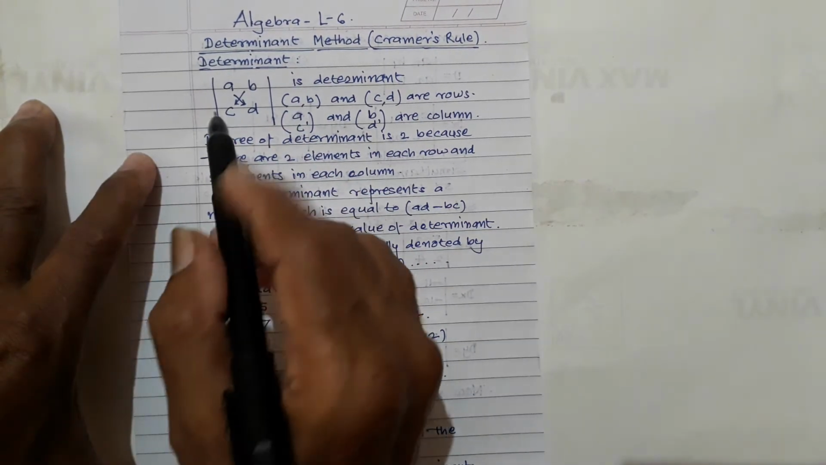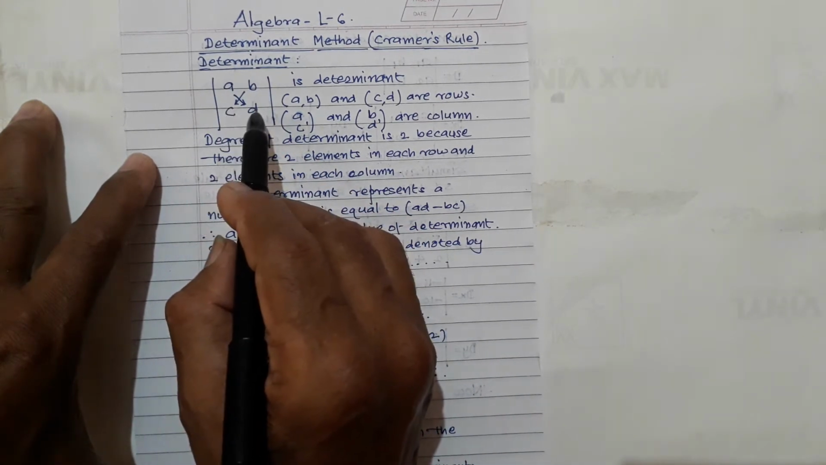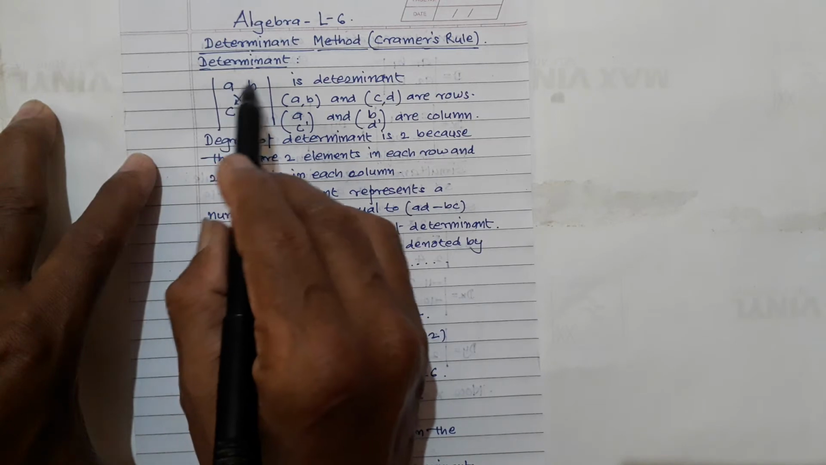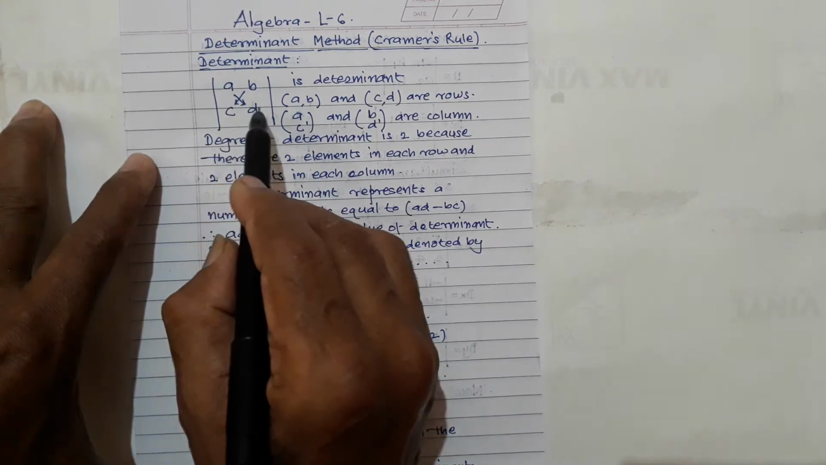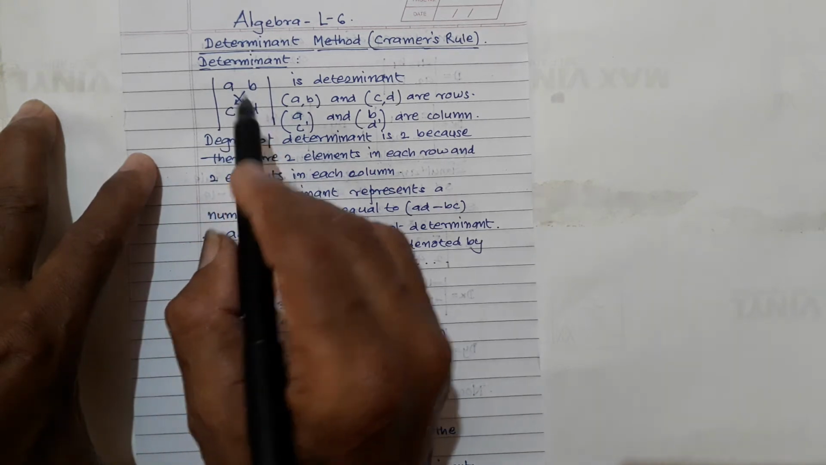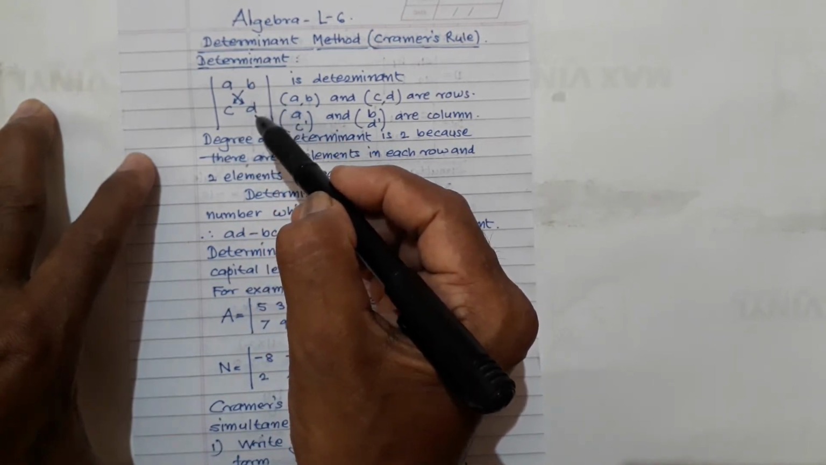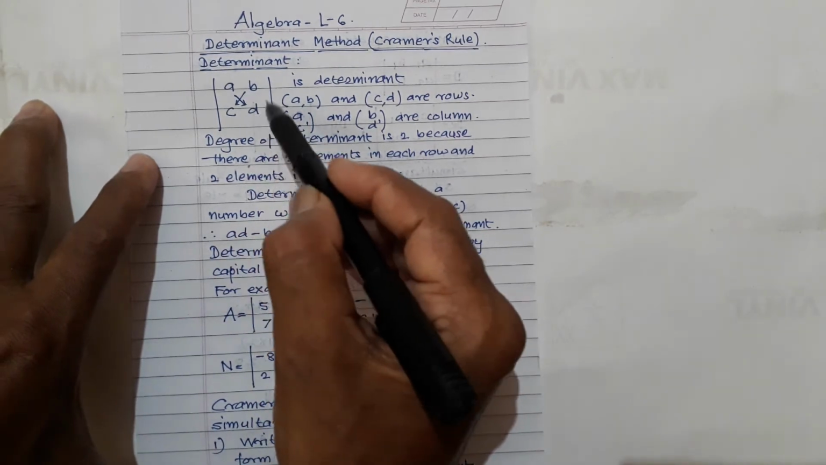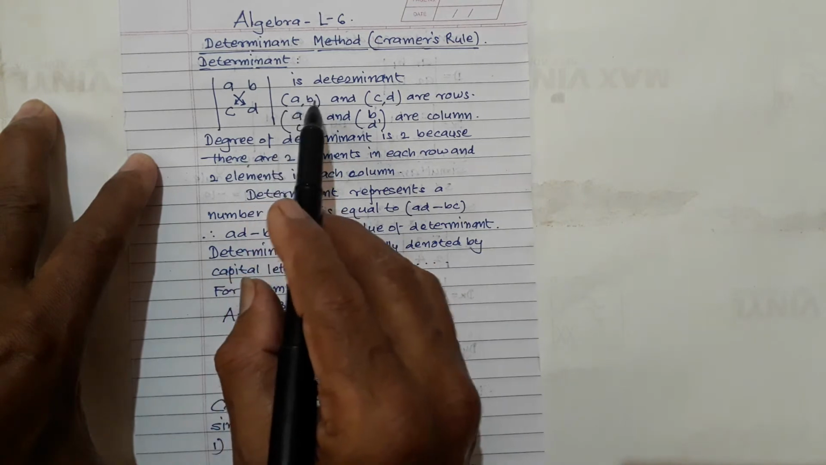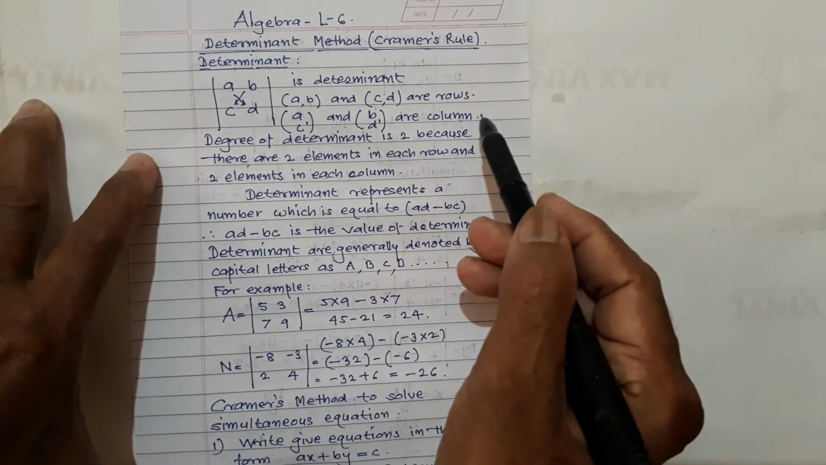Now, in two vertical lines there are some numbers. These numbers are called elements, arranged in this way: a b c d. So a b is one row, c d is the second row. Similarly a c and b d are two columns. This placing is called a determinant. So a b and c d are rows, a c and b d are columns.